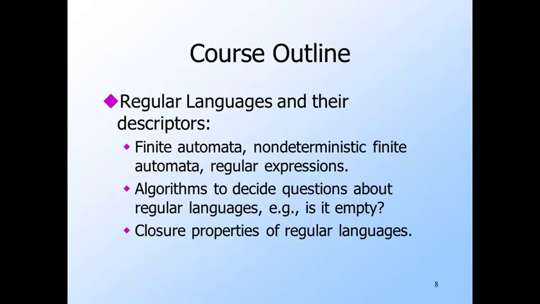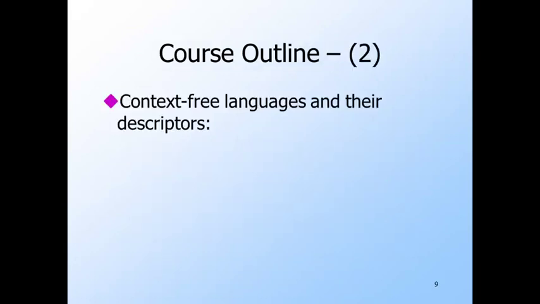We're also going to talk about closure properties of regular languages. For example, the union or intersection of two regular languages is also a regular language. The next big topic will be context-free languages. This is a somewhat larger class of languages than the regular languages, and they enable us to do things that you can't do with regular languages, such as match balanced parentheses or XML tags.